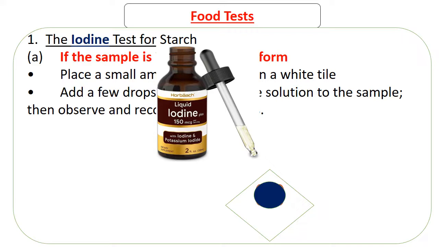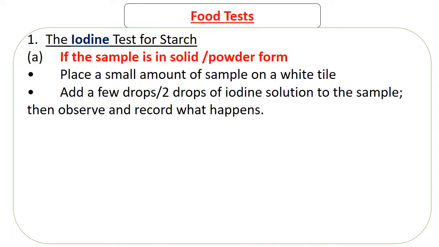Iodine is brownish in color, so when you add iodine to your food sample, there might be some color changes where your food sample will appear a bit brownish, or depending on the color of your food sample, there could be some color changes. But so long as it's not blue-black, then your sample doesn't have starch.